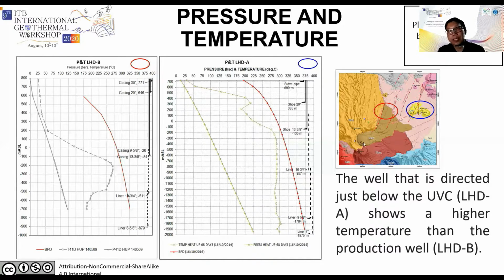The location of LSDA is farther from the main heat source, Sempu, compared to the location of LSDB around here. But the temperature in LSDA is higher than the temperature in LSDB. It means the location of LSDA is possibly near an additional heat source.